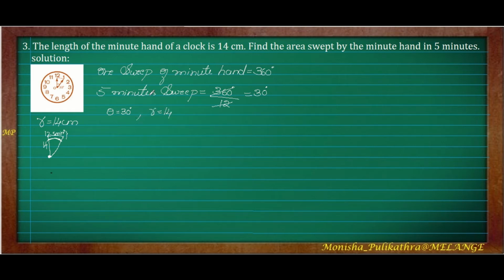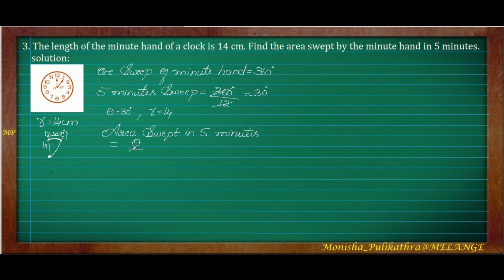In some problems, in the question itself, they will give theta and r. But in some problems, they will give tricky questions so that we have to calculate theta and r in the beginning. Afterwards, the entire problem will be the same. That is, here we need to find again the area of a sector, which I will write as the area swept in 5 minutes.